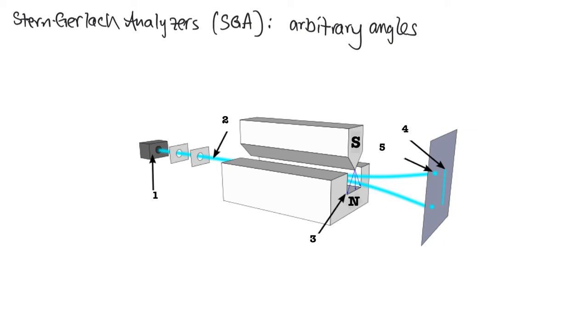Hello again, physics friends. We are back and we are talking about Stern-Gerlach analyzers, and in particular, Stern-Gerlach analyzers rotated to an arbitrary angle. So you'll recall that this apparatus is what we're calling a Stern-Gerlach analyzer. It consists of a magnet that has an asymmetric or non-uniform magnetic field that's stronger in one region and weaker in the other.